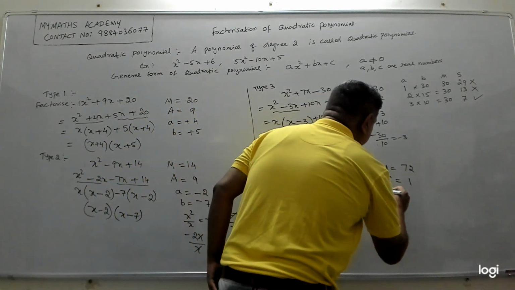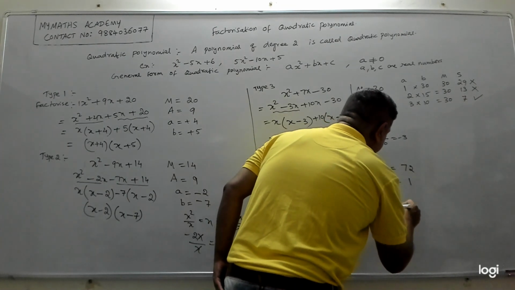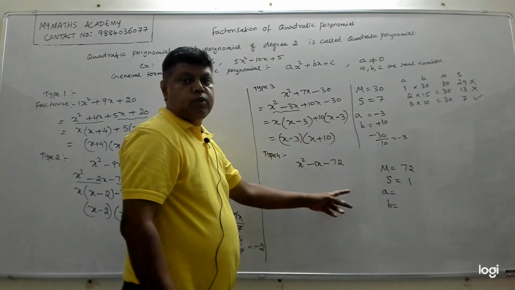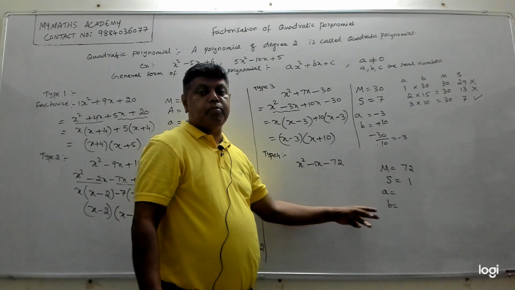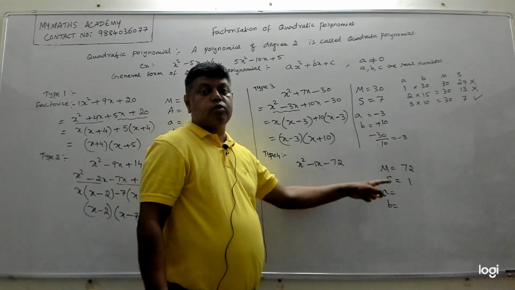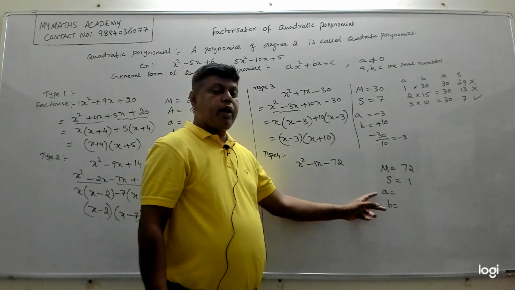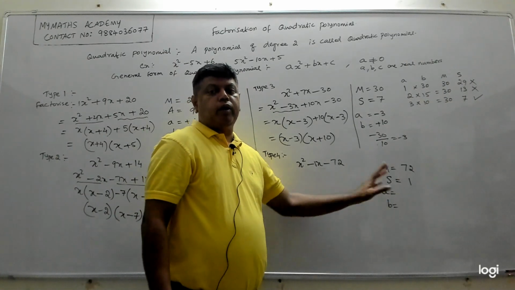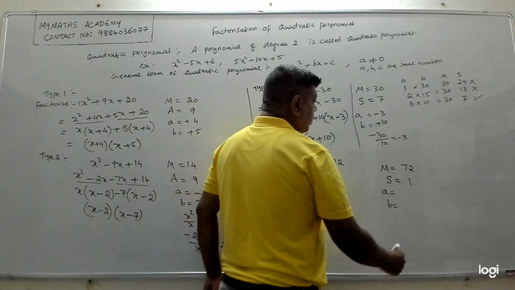So we'll put small a equal to, small b equal to. We have to find two numbers, small a and small b, such that if you multiply a and b, if you do a into b, you should get 72. And if you subtract them, you should get 1. Now how do you find that? We'll write all the numbers.